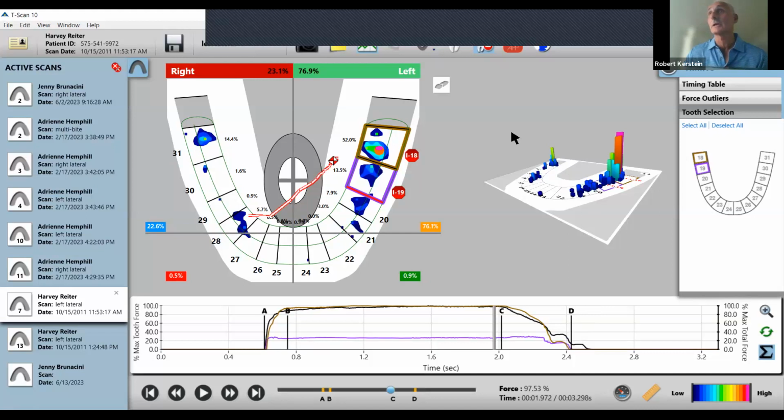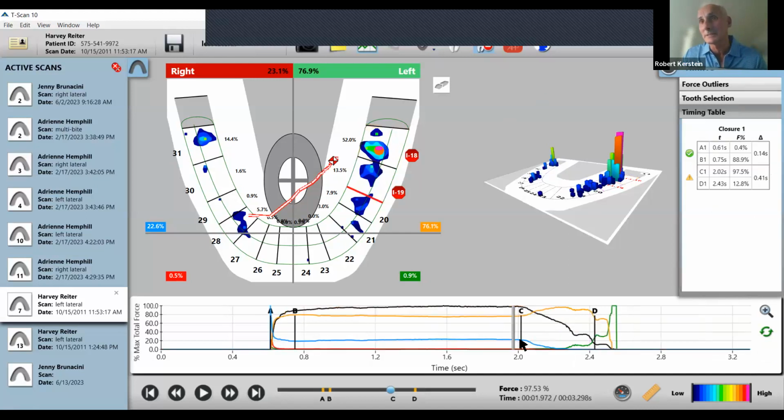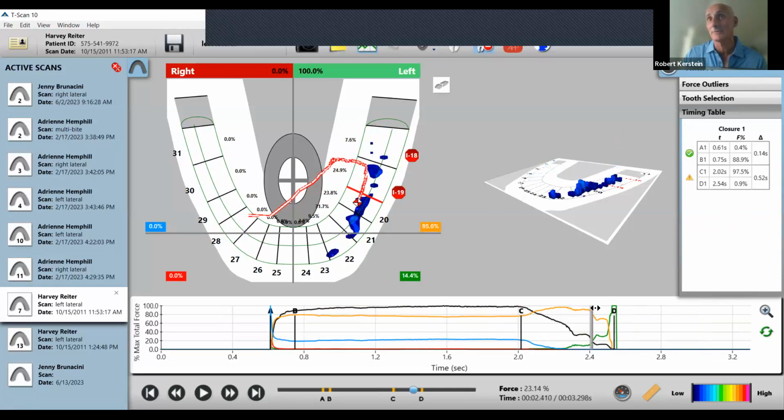And then I'm going to click on the timing table, which is going to tell me that the C to D time, which is where the implants are involved in this excursion, is 0.4 of a second of the excursion, which totals 0.5 of a second. So 80% of the time, the posterior left implants are involved in the excursion. And you can see that here, right? The center of force goes right over them. And it's not really until there that they begin to dissipate, right?